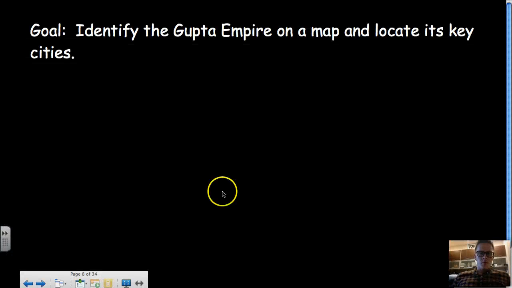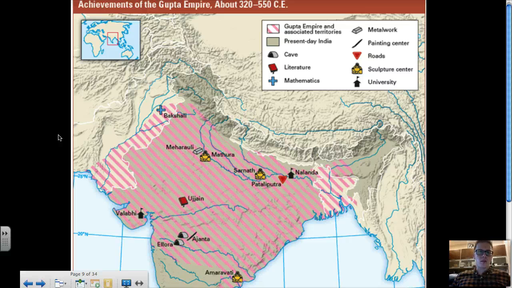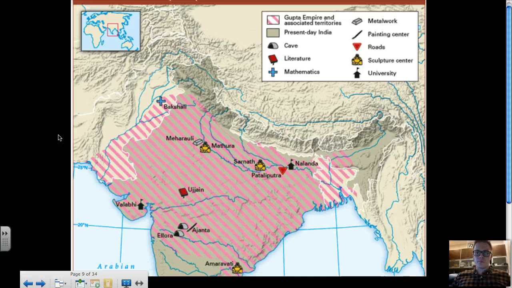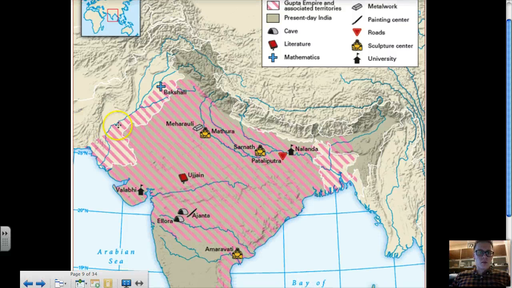So we have the Gupta Empire. Now we need to locate its key cities. So here we have a map. And this map shows us the achievements of the Gupta Empire from 320 to 550 current era. We've got the Gupta Empire and the associated territories. Remember, they had a lot of marrying between other kingdoms, so they spread their power that way also. We have some caves that had some very nice artwork. We had some literature centers. We had mathematics centers.